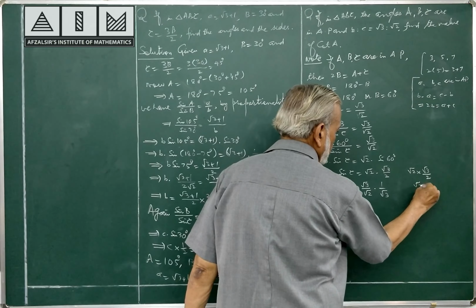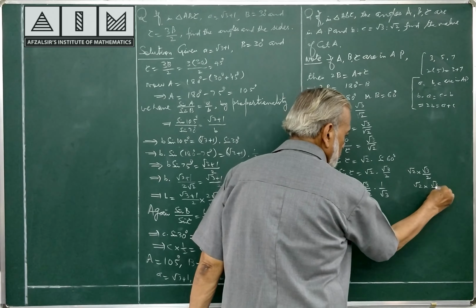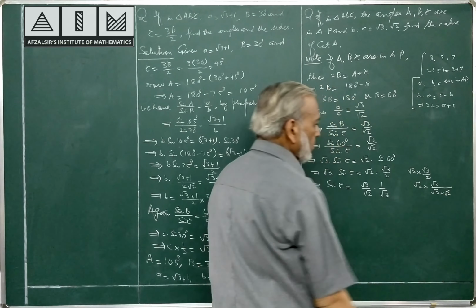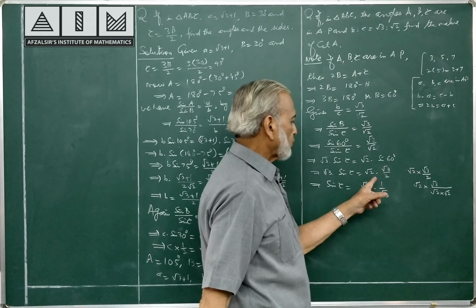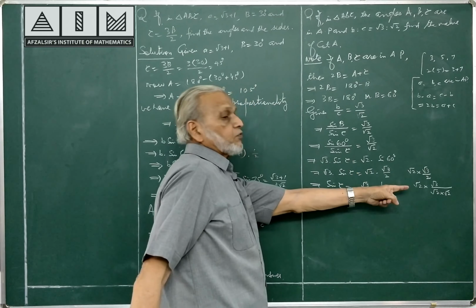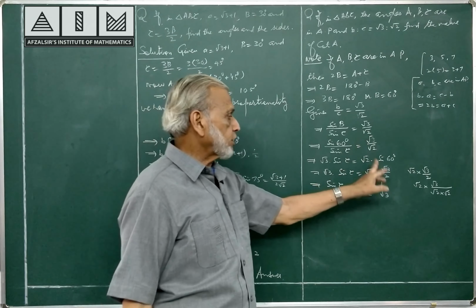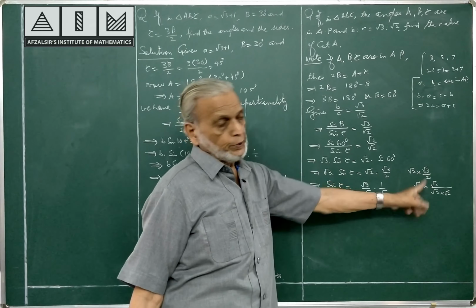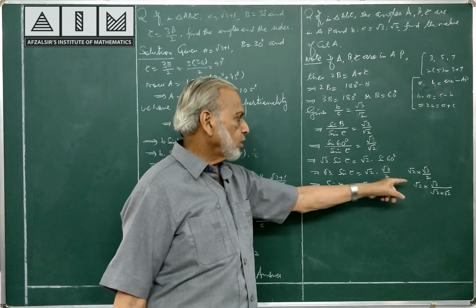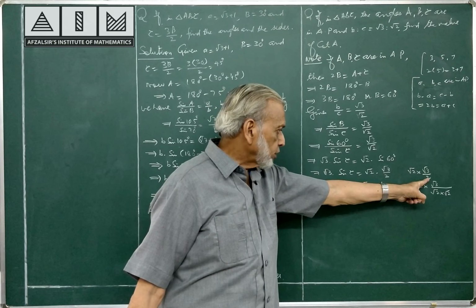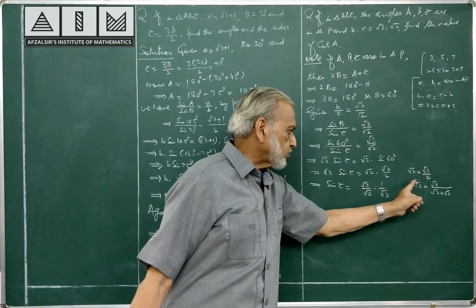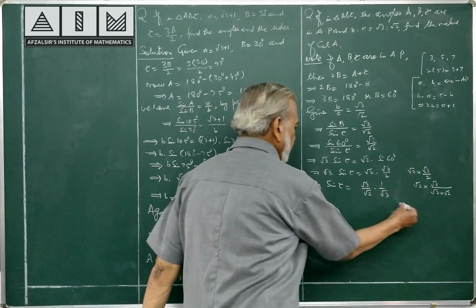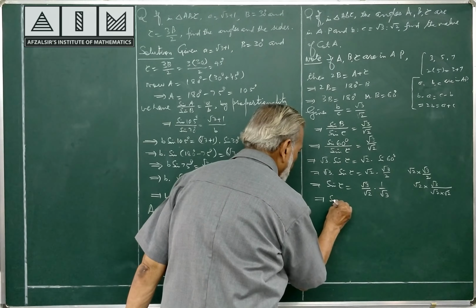See carefully. This 2 I am writing as root 2 into root 2. After cancellation, root 3 by root 2, that is what I have written here. This work will be done many times in many chapters. You have to understand very clearly how this operation has come. Every time it is not possible to show this. Root 2 into root 3 by 2: root 2 is as it is, root 3 and 2. This 2 is root 2 into root 2. These will cancel, leaving root 3 by root 2. And this root 3 is shifted here as 1 by root 3. These will cancel. Sin C is equal to 1 by root 2.